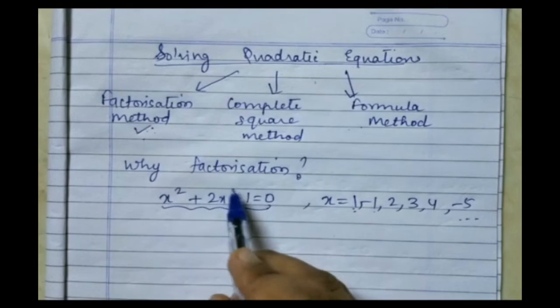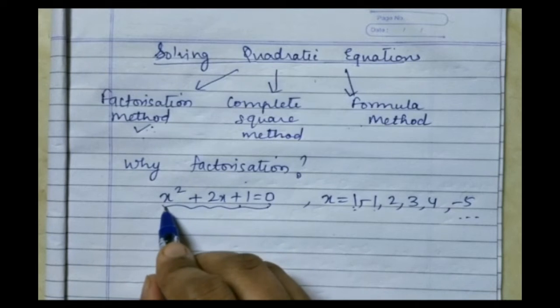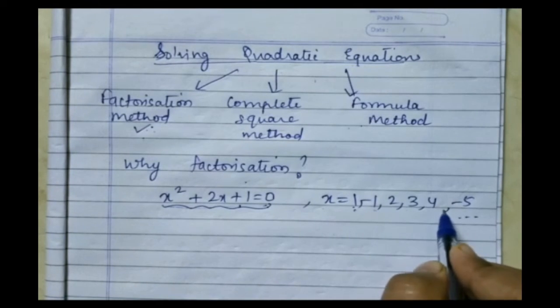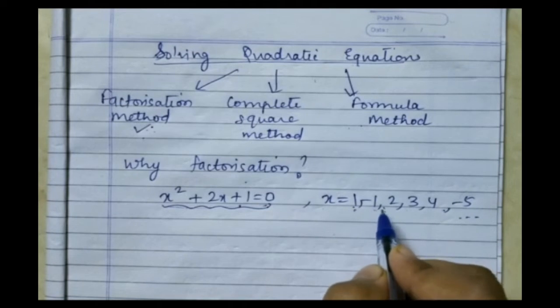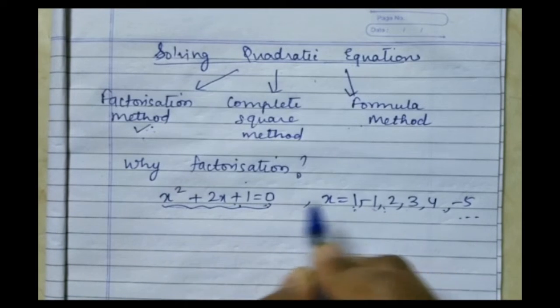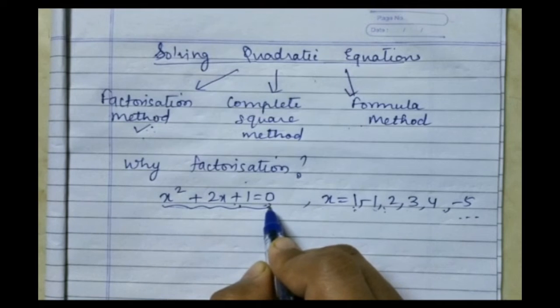But why do we need the factorization method first of all? Here, as you can see, this is the equation, and I have given some numbers, and I ask you to find which of the numbers is the root of the equation. What we are going to do is put one value in each time and check whether we are getting equal to 0 or not.